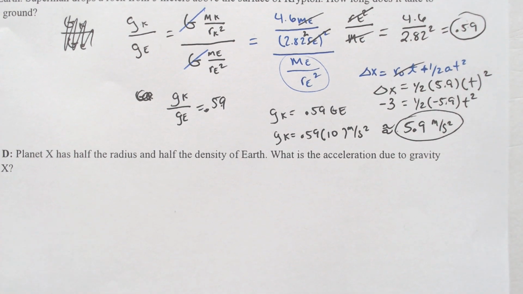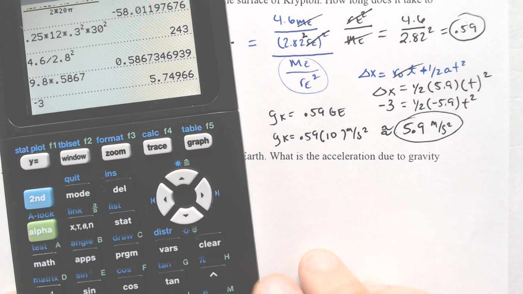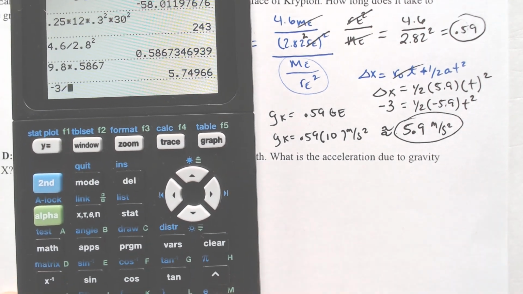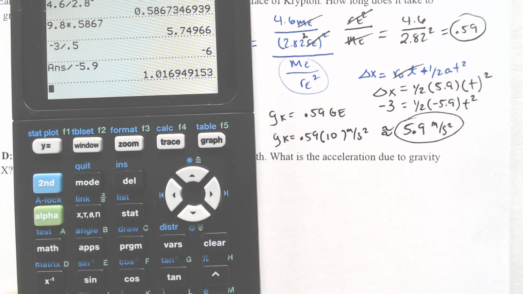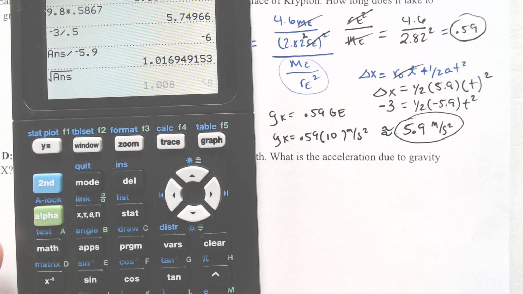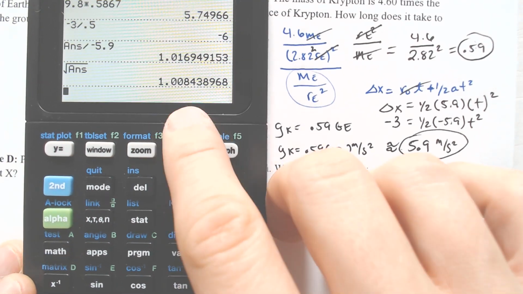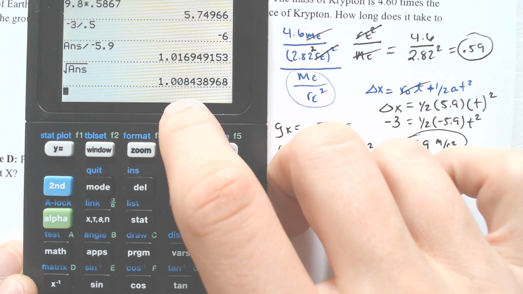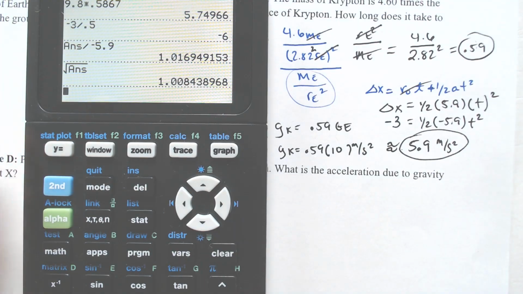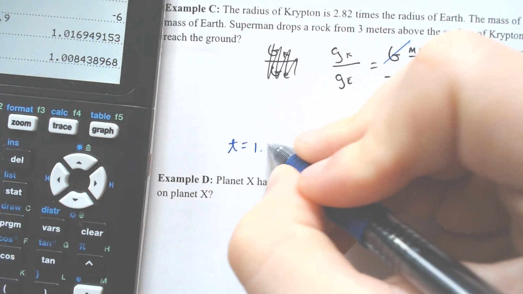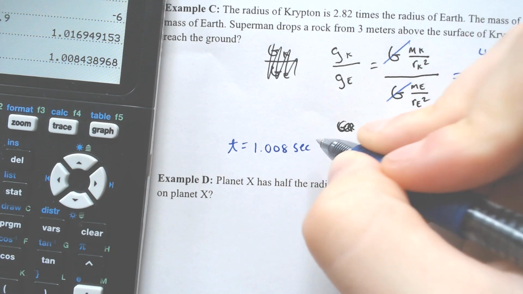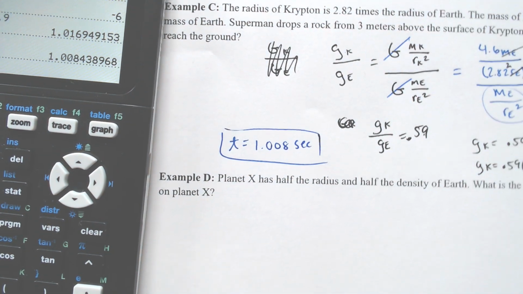If you do those calculations, we would have to divide negative 3 divided by 1/2 divided by negative 5.9, and then you would square root that answer, and you would figure out the time is about 1 second. That is as close to 1 second as you could get. It's 1.008 seconds, and I was out of room, so that's why I didn't do the math on paper. Time will equal 1.008 seconds. It's not a lot of time.